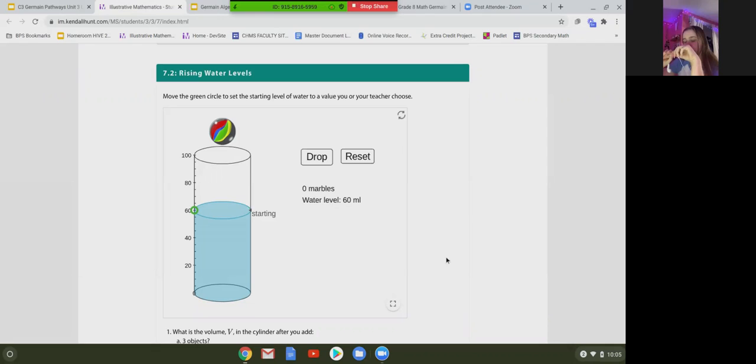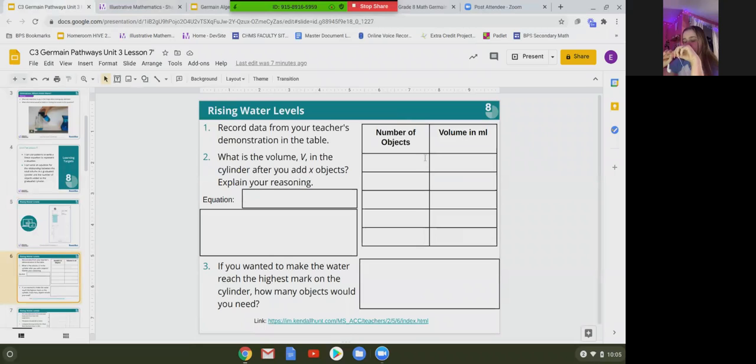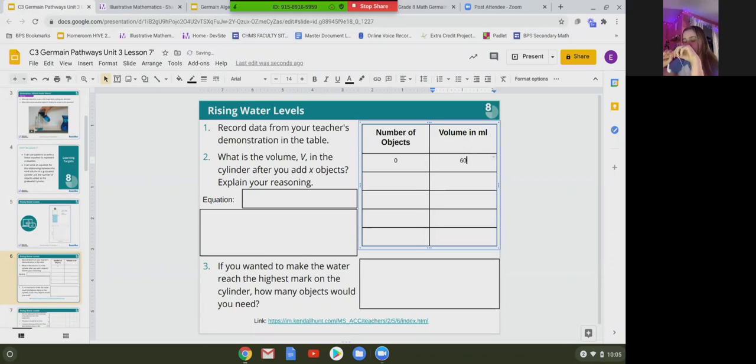I think I froze. Did I freeze? No? Okay. Yes, nice job, Bridget. It is 60. Awesome job, Avery. Courtney, yes. Bridget, fantastic. Avery, fantastic. When we have 0 marbles in our water, we're going to have 60 milliliters. So in your slideshow, on slide number 6, when we have 0 objects in here, we're going to have a volume of 60 milliliters. Okay.